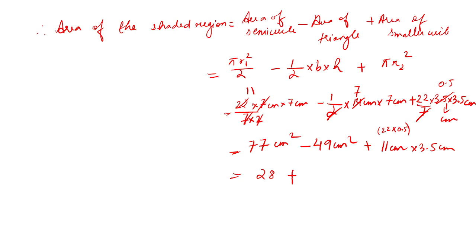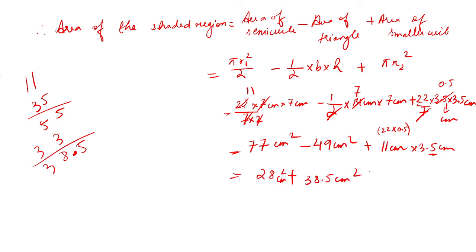28 plus, so first 11 into 35, so it's going to be 385, but there's one number after the decimal point, so you have to put one number here, so this is going to be 28 centimeter square plus 38.5 centimeter square. Okay, so 28 centimeter square plus 38.5 centimeter square will give you 66.5 centimeter square. So that is the required answer. So area of the shaded region is going to be 66.5 centimeter square.